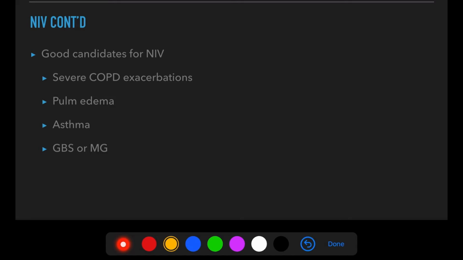Honestly, that could be a whole other lecture of when you would use non-invasive ventilation versus invasive ventilation with these patients, and what your indications are and when you would do that. But just keep in mind, it is reasonable in many patients with GBS or MG to do non-invasive ventilation.